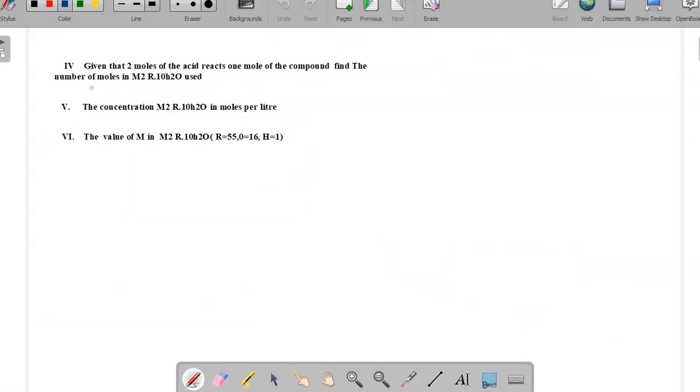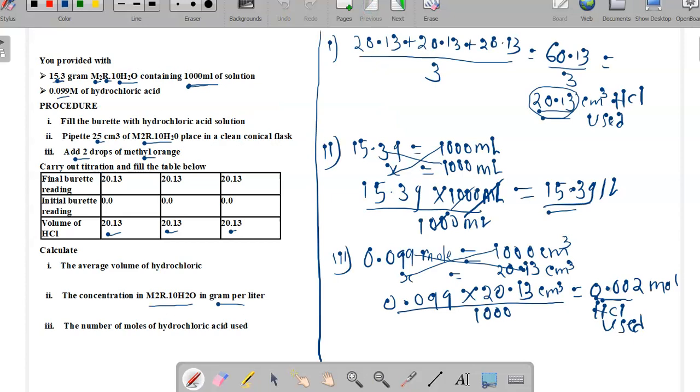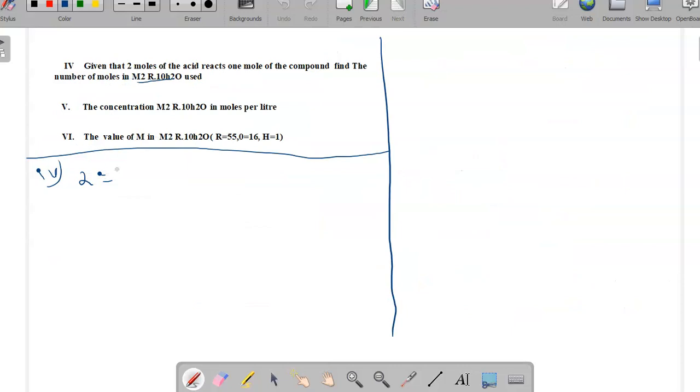On the next page we have Roman 4. Given that 2 moles of the acid react with 1 mole of the compound, find the number of moles of this compound. So they give us the mole ratio. Roman 4: 2 mole ratio of the acid is equal to the number of moles of the acid that we have obtained, which is 0.002 in Roman 3.